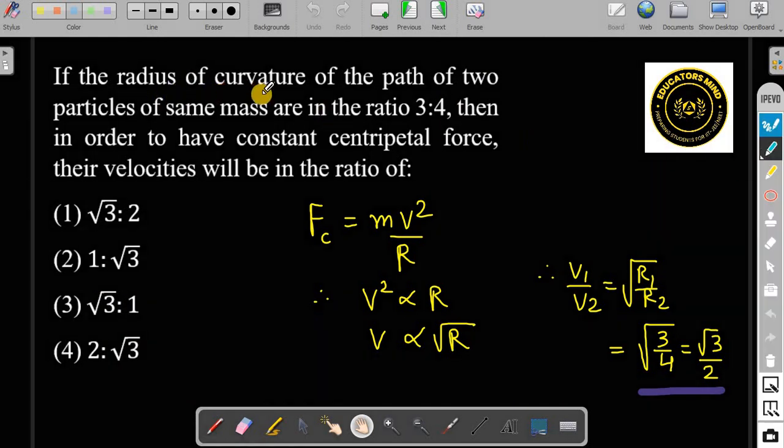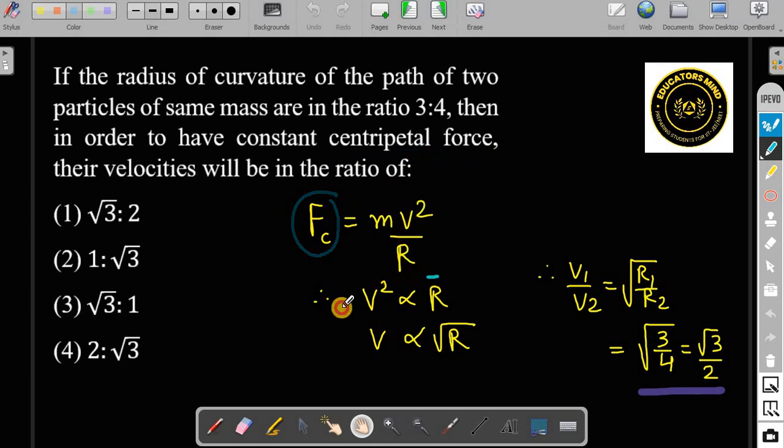Next question: if the radii of curvature of the paths of two particles of the same mass are in the given ratio, then in order to have constant centripetal force, their velocities will be in what ratio? The centripetal force formula all of you know, m v square by r. Here the mass is the same, both bodies have the same mass, and the centripetal force is also constant.